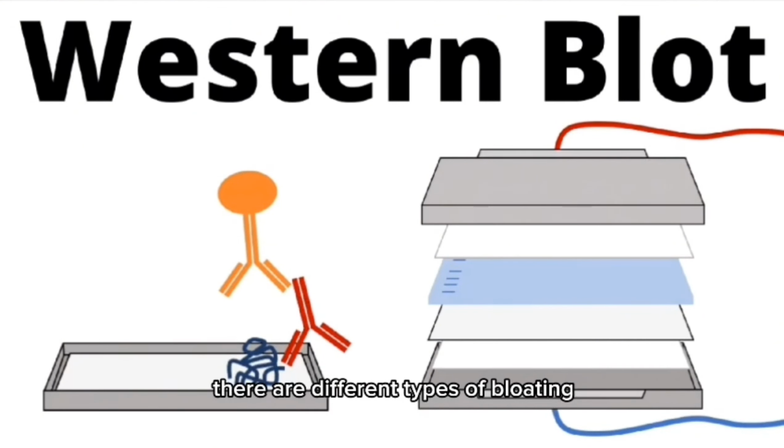There are different types of blotting: Southern blotting, Western blotting, and Northern blotting. But here we are talking about Western blotting, as blotting is a technique for detecting macromolecules. If you are trying to detect DNA, we use Southern blotting. If you are trying to detect RNA, we use Northern blotting. But if we want to detect proteins, we use Western blotting.